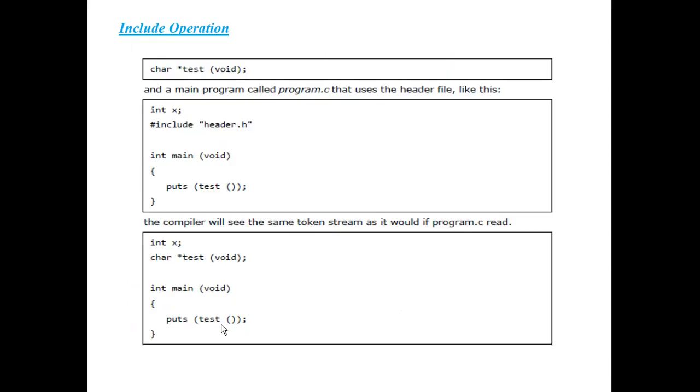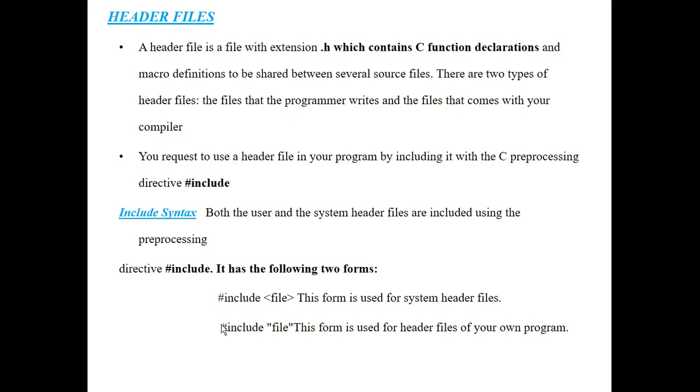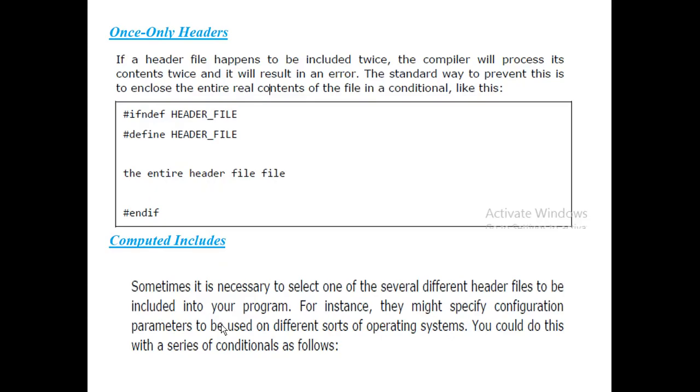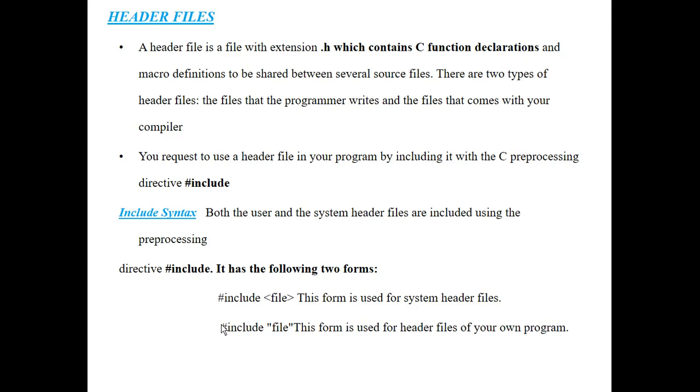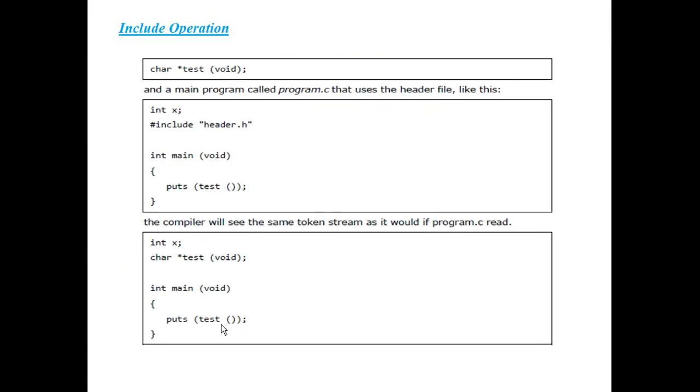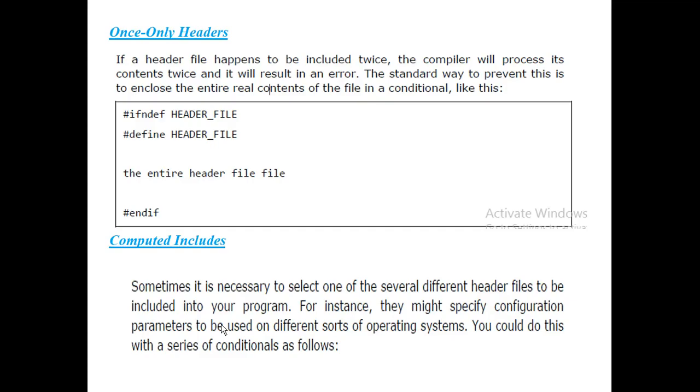So these are the different concepts that come under header files. What is meant by a header file? What are the two different types of header files, and what is the syntax for include? How can we perform the include operation, what is meant by once-only headers, how can we declare once-only headers into our program, and what is meant by computed includes, and where is it necessary for the programmer to include them into his program?